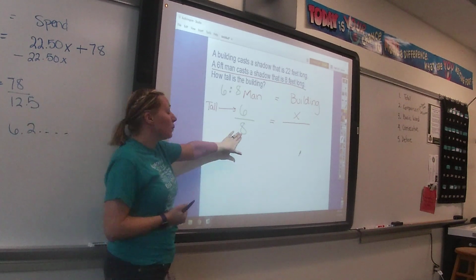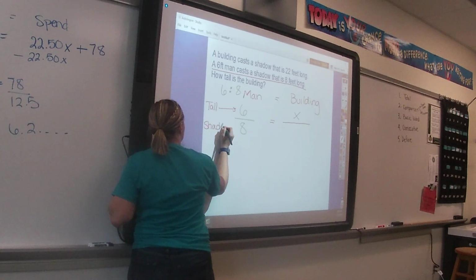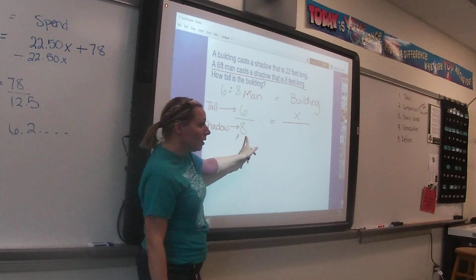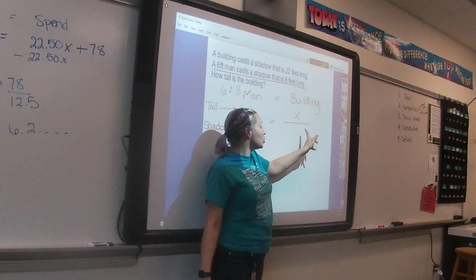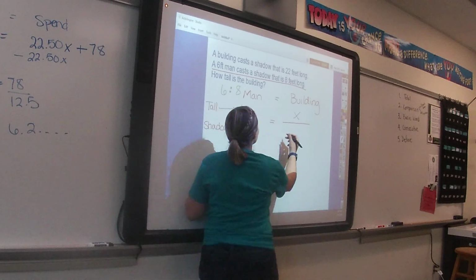What does this number represent? The shadow. So this is the man's shadow. So over here we need the building's shadow. What is the building's shadow? 22 feet.